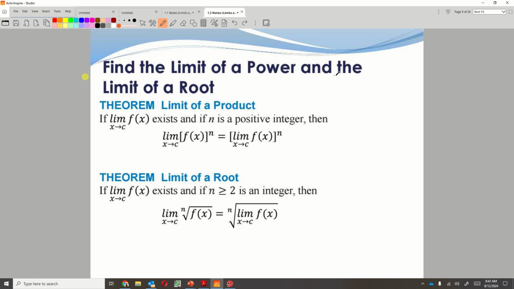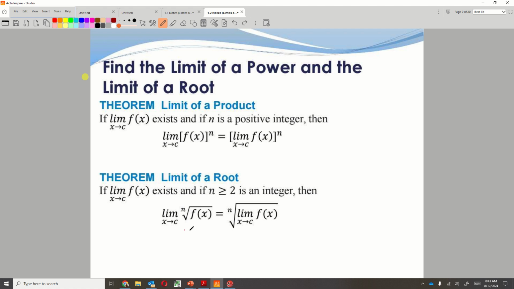Find the limit of a power and the limit of a root. Limit theorem: the limit of f of x exists. So right now it's saying that it must exist. If n is a positive integer, then the limit of f of x raised to that n value is the same as the limit of f of x raised to the n. So both limits have to exist. Limit of a root.